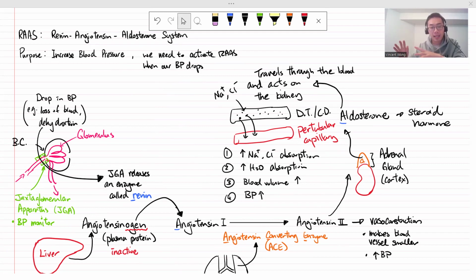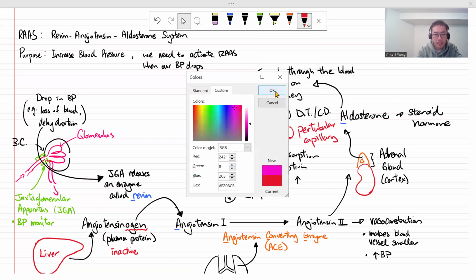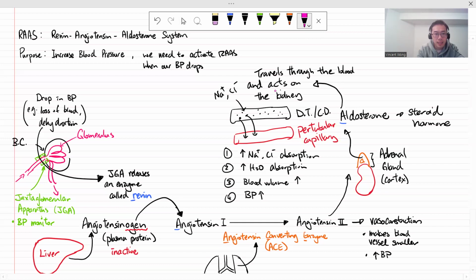Everything needs to be balanced in the body to maintain homeostasis, right? So this is what we need. The RAS is what we need when we have a drop in blood pressure. So what's going to happen if the opposite happens? If the opposite happens, we're going to need another hormone. Let's draw that in, hot pink here so it stands out. Right? So this one is very quick, okay?